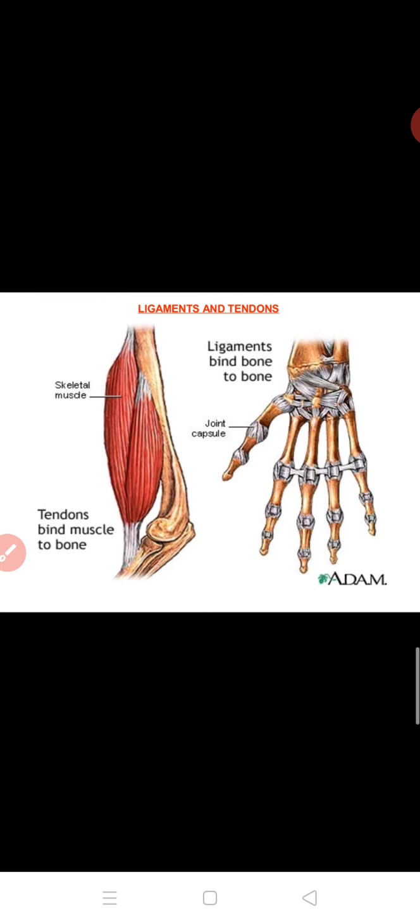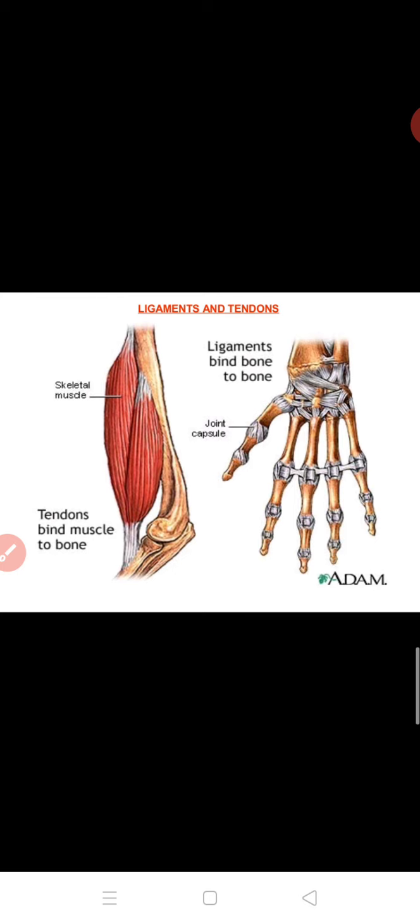Next, two bones can be connected to each other by another type of connective tissue called ligaments. So what is a ligament? When two bones are connected to each other by another type of connective tissue, it is called a ligament. This tissue is very elastic. It has considerable strength. Ligaments contain very little matrix and connect bones with bones.